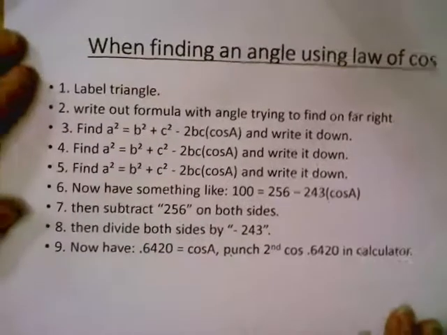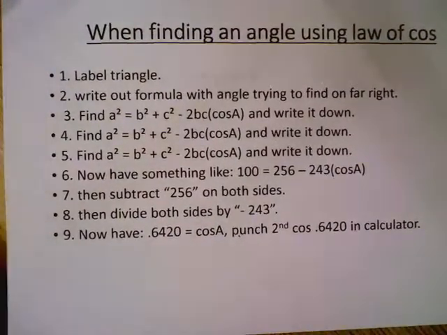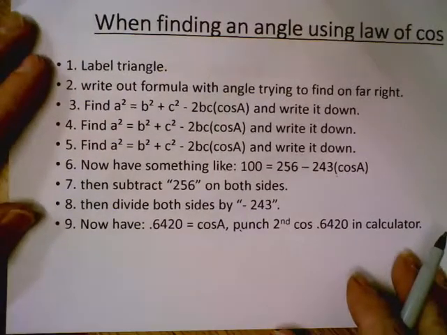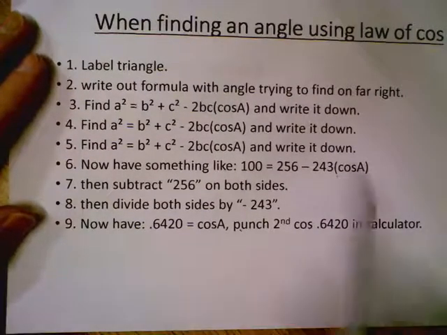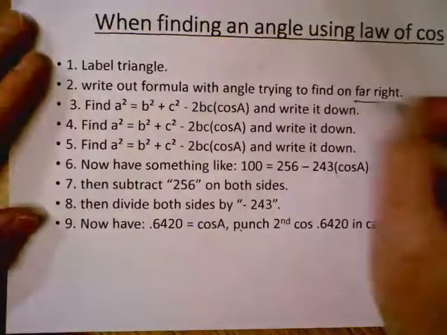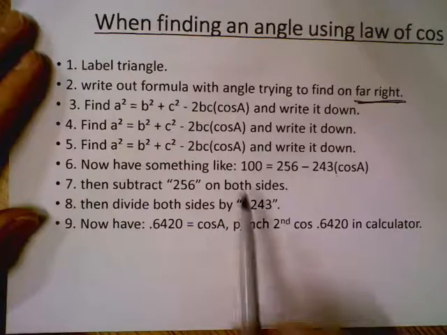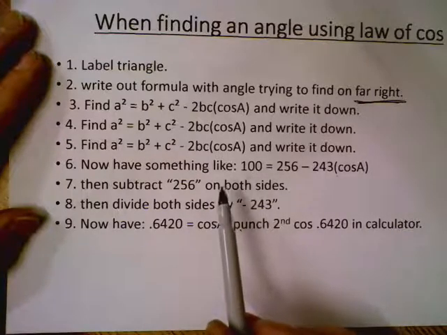If we're looking for an angle, this is what you're going to do, and you're going to have to do this in steps. You label the triangle, write out the formula with the angle on the far right, so it'll be like big A or big B on the far right, whichever setup it is.